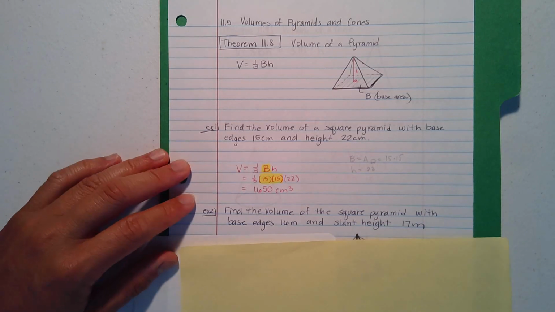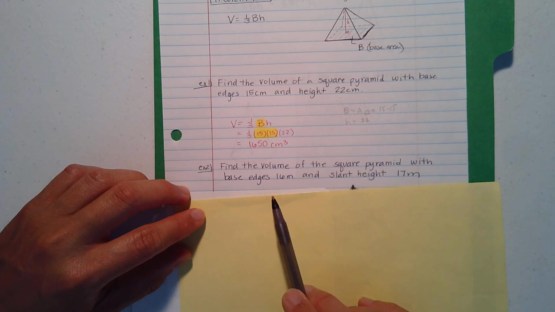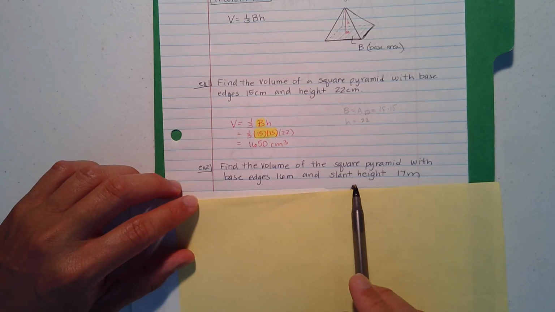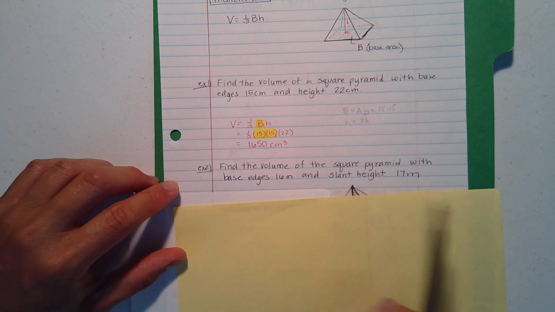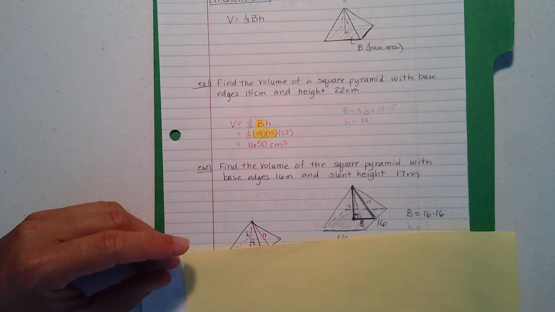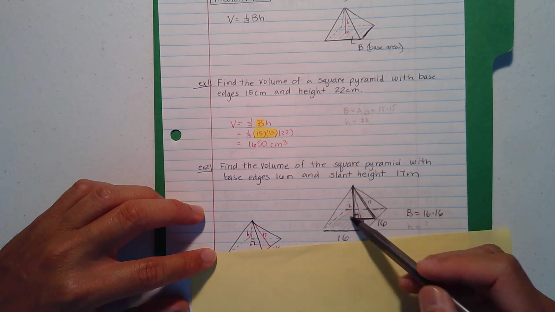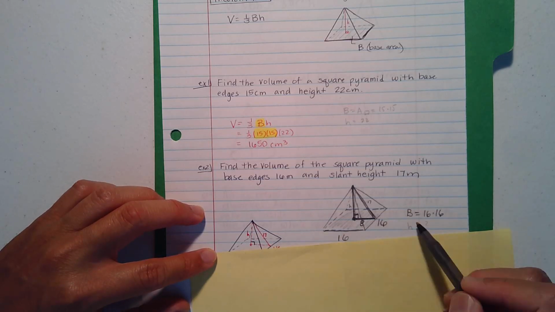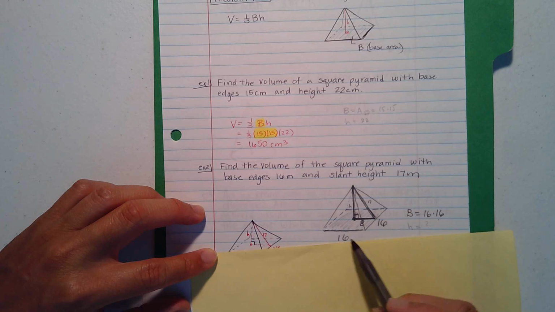Example 2: find the volume of the square pyramid with base edges 16 and slant height 17. They didn't give us the height, they gave us the slant height. So let's see what they're talking about. Here's the picture. The base is 16 times 16 because it's a square. That's the area of a square, side squared.